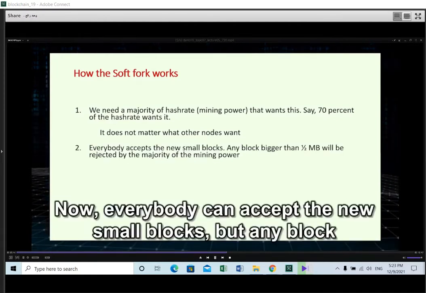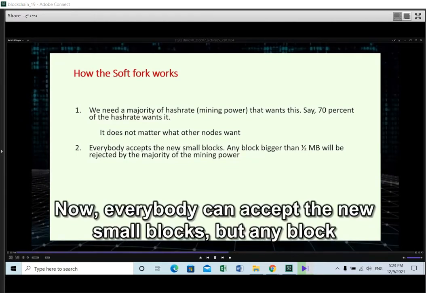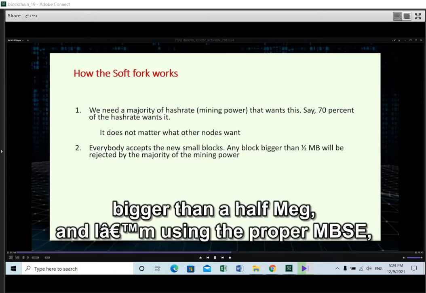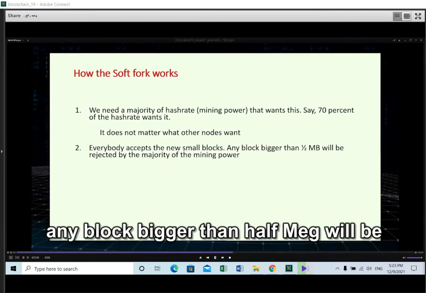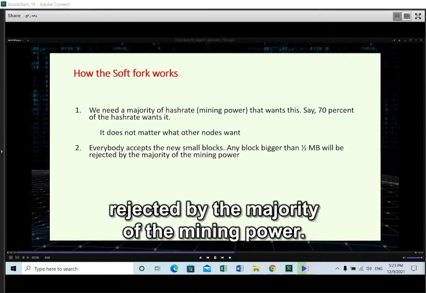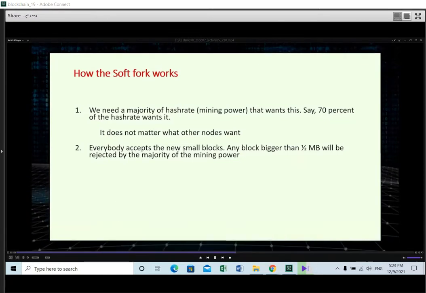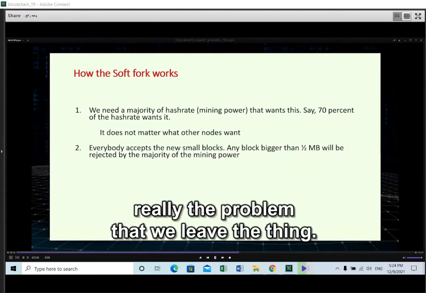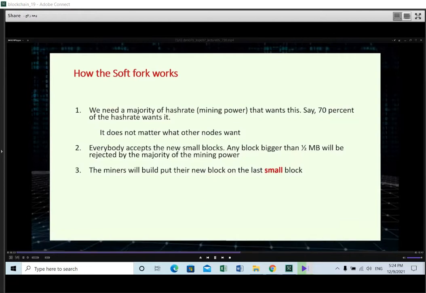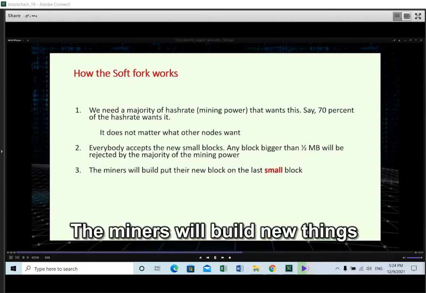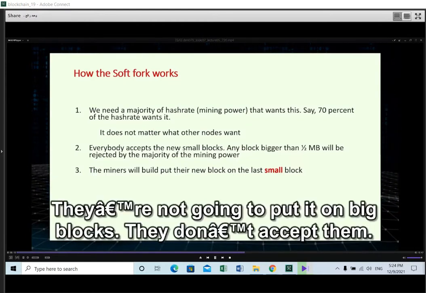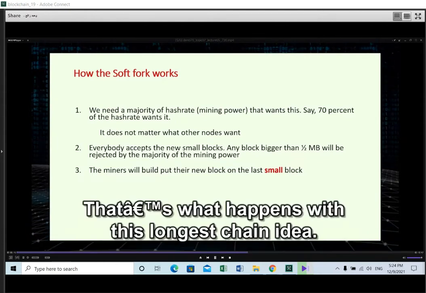Okay, now everybody can accept the new small blocks, but any block bigger than a half meg, I know I'm using the purple MB, any block bigger than a half meg will be rejected by the majority of the mining power. So people aren't going to be mining them, really. The miners will build new things, and they'll put it on the last small block. They're not going to put it on big blocks. They don't accept them. And that's what happens with this longest chain idea, right?